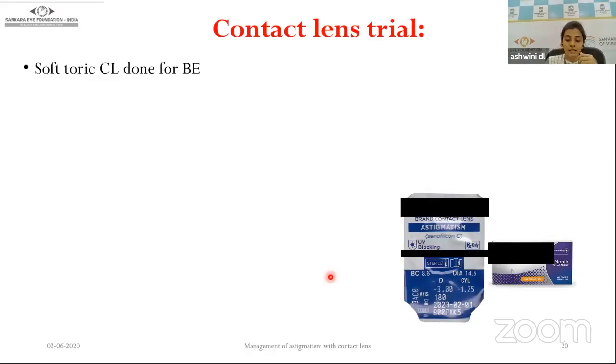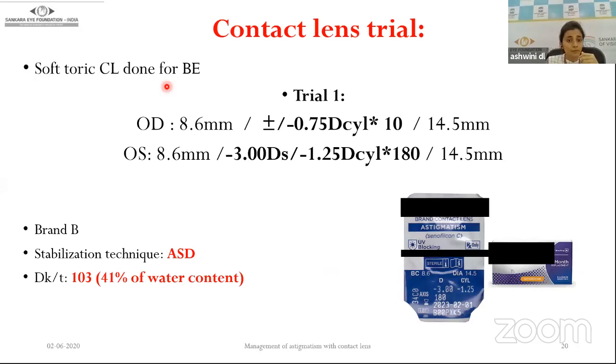So we did a contact lens trial with a soft toric. Why do we have to do the trial? It's very important to do a trial with soft toric contact lenses instead of directly giving a prescription, because we have to check whether the lens is stable or not. The base curve was 8.6 millimeter. The trial lens power was plano with a minus 0.75 diopter cylinder, axis 10, and the diameter was 14.5 mm.